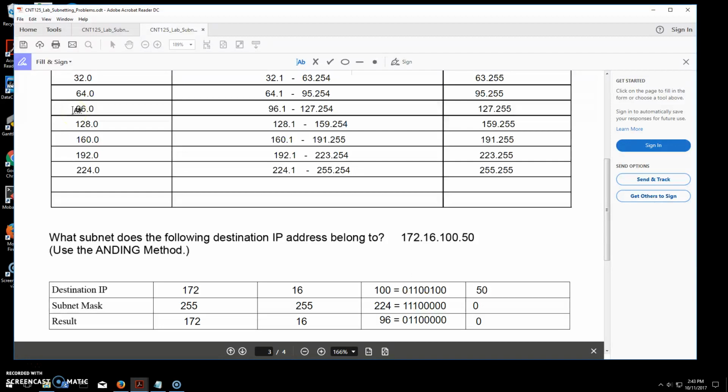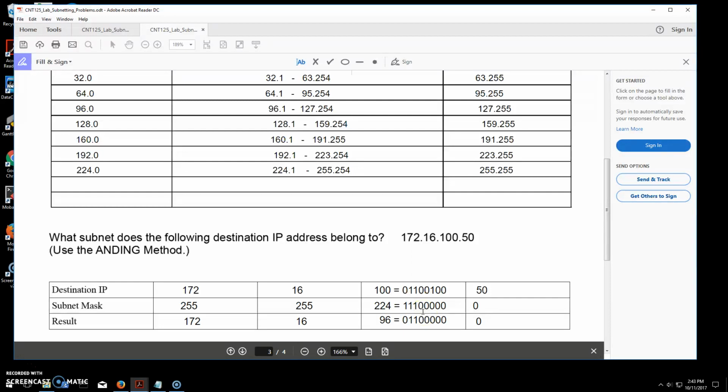Okay, so there's my ANDing problem. Again, we're doing this because this is how routers are going to make path decisions, look that up in the routing table and decide where it goes to. This is also a handy trick for dealing with those certification problems. I could zoom in on just this octet and just AND this octet.